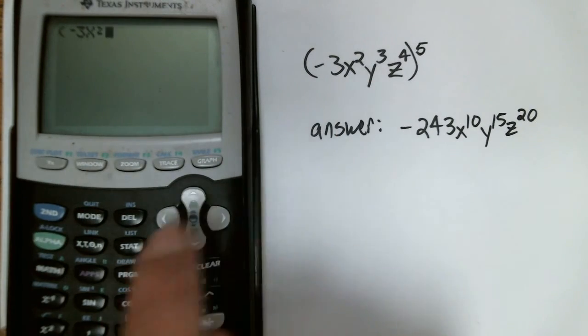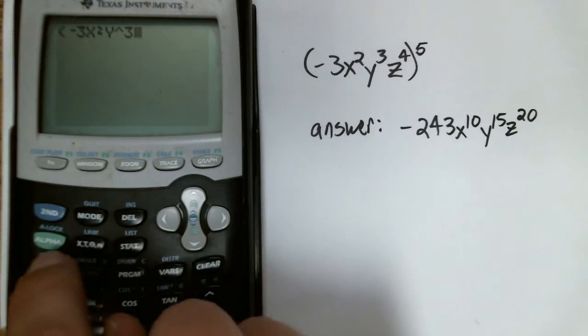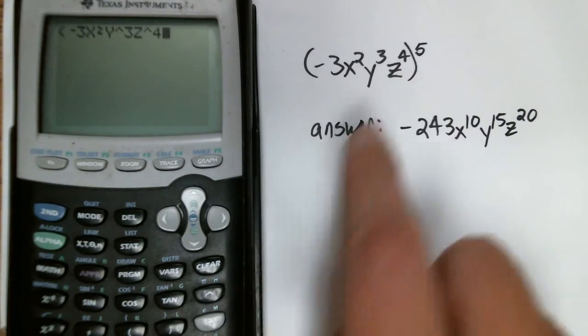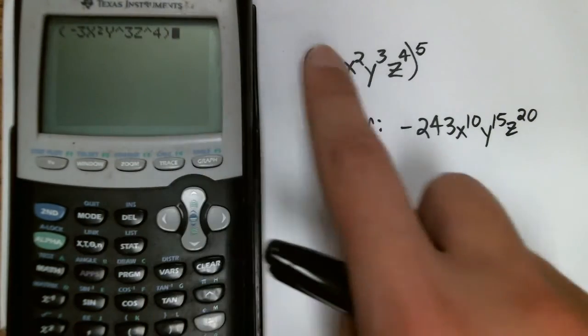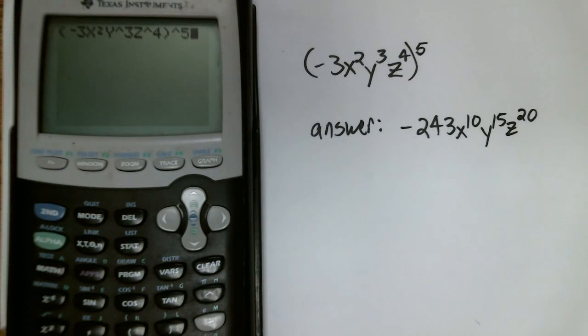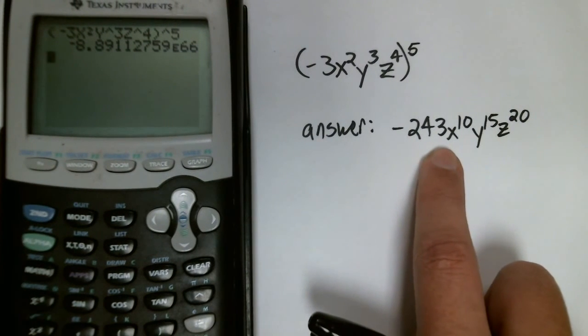I've got y to the third, so I'll press alpha y raised to the third, and I got the z. Alpha z raised to the fourth. I need to close the parentheses here. You got to do that. Close the parentheses, and all of this is being raised to the fifth power. So I need to do caret raised to the fifth. Do not care what this number is. We got a negative 8.9. That's fine. Don't care.